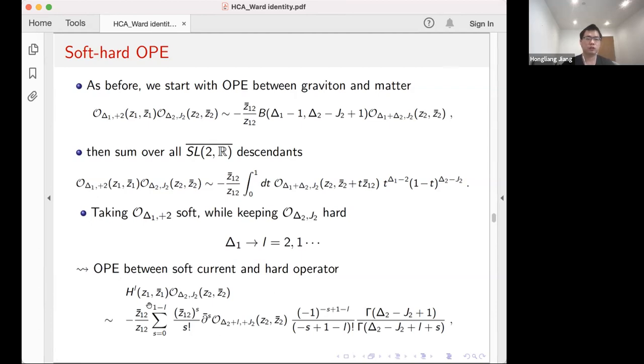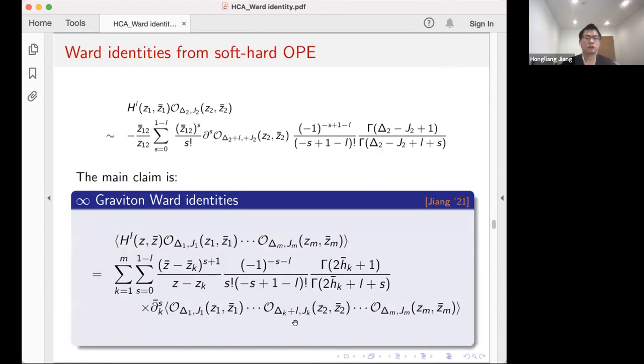And explicitly the OPE is given here. So this is a soft graviton current, H^A here. This is the hard matter operator. And on the right side, we have a finite sum from 0 to 1 minus l. So the central claim now is that we can promote this OPE and obtain infinite graviton Ward identities.